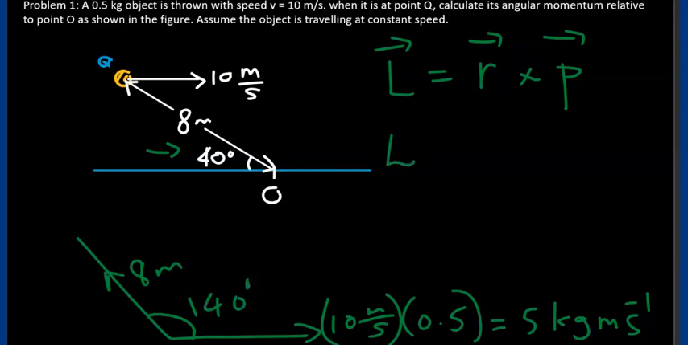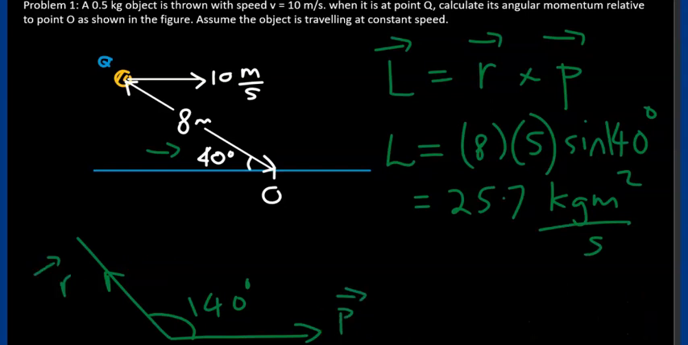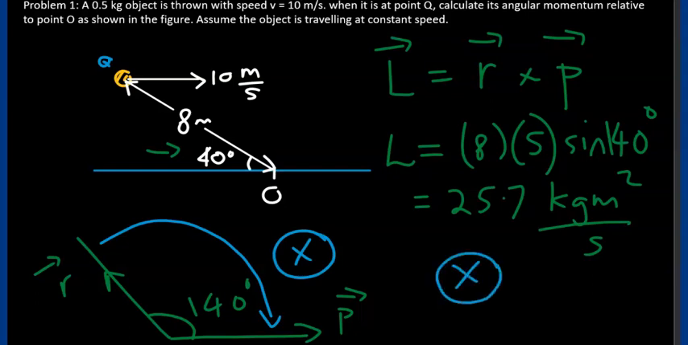So let's calculate the magnitude of the angular momentum. It is 8 times 5 times sine 140 degrees, which is 25.7 kg meter squared per second. The direction of this angular momentum can be found by curling your right hand fingers from R to P, and you see that your thumb will be pointing into the screen. So the direction into the screen is the direction of this angular momentum.